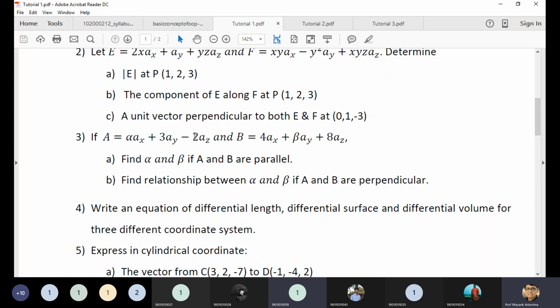So for parallel, A dot B, and for perpendicular, A cross B. Yeah, you have to take the dot product as well as the cross product. You can find out the relation as well as the value of alpha and beta. It's very easy.